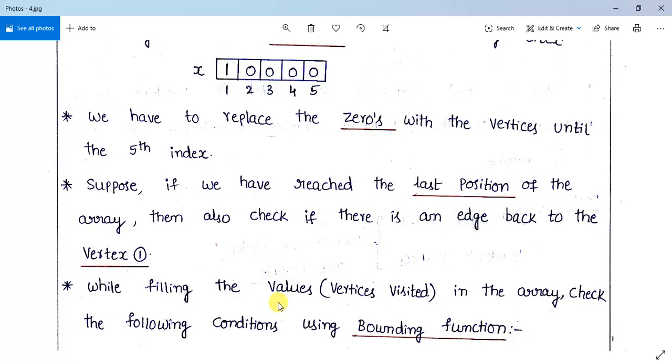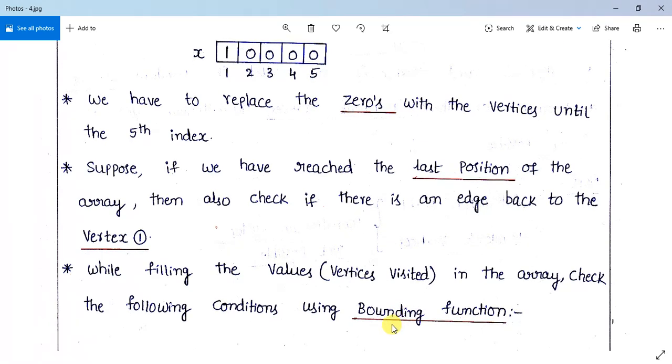So while filling the values in the array, you don't fill the values without following any conditions. You need to follow some conditions. If the conditions are satisfied, then only you need to replace these zeros with those vertices. So while filling the values in the array, that means the vertices, check the following conditions using the bounding function. These conditions are implemented by the bounding function. So we will see what those conditions are.